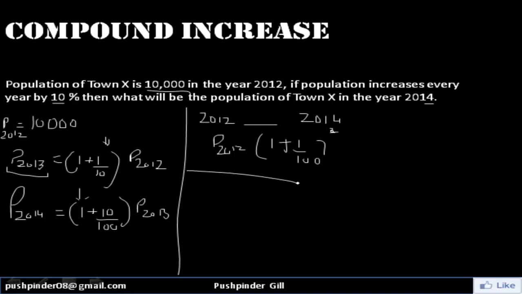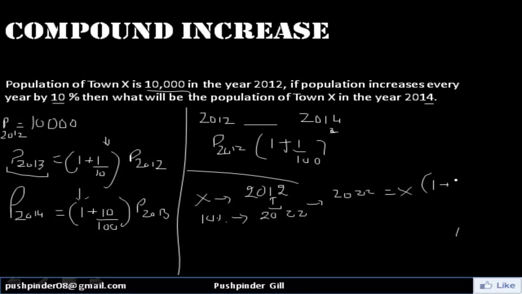What if someone says, okay, X is a number that is the population in 2012, and it increases by 10% every year. Tell me what will be the population in 2022. So it's simple. Since the gap is of 10 years, the population in 2022 will be given by the population of 2012 times the increasing factor, raised to the power, how many number of years, guys? There are 10 number of years.